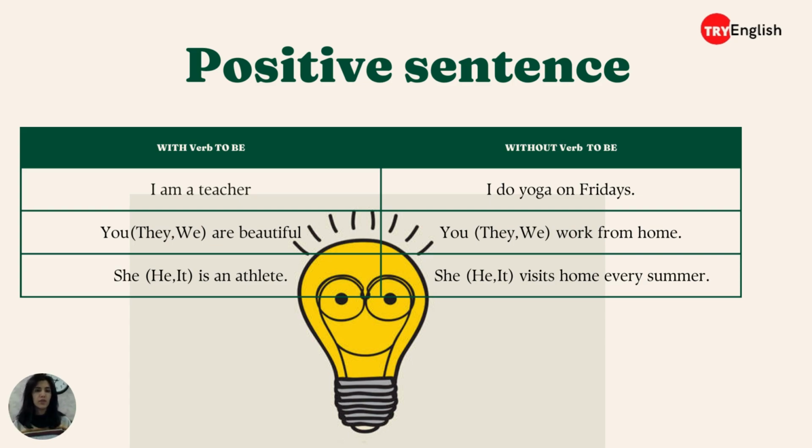So with verb to be, for example, I am a teacher. This is a positive sentence in present simple and it shows some facts, general information. And without verb to be, I do yoga on Fridays. And for example, he or she or it is an athlete. She visits home every summer.